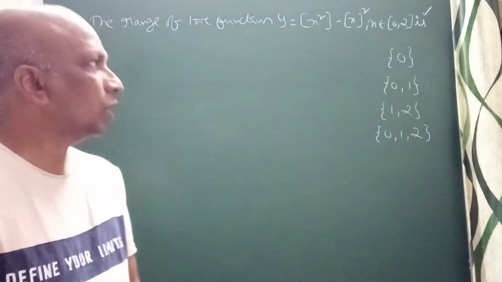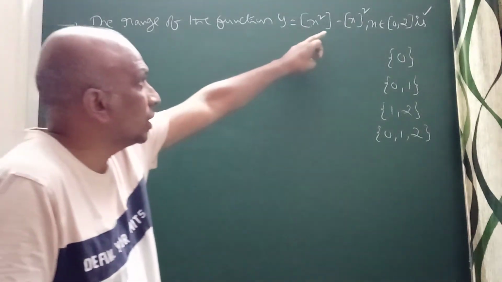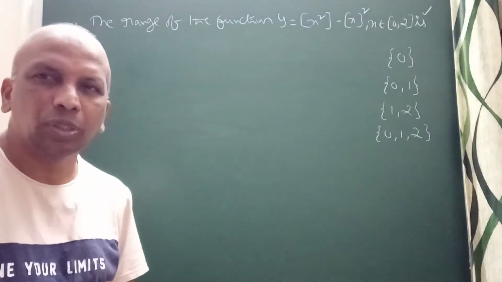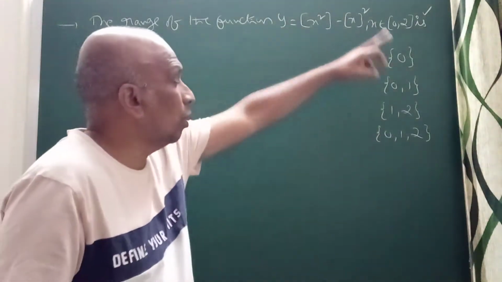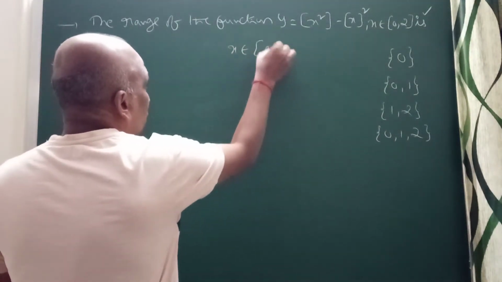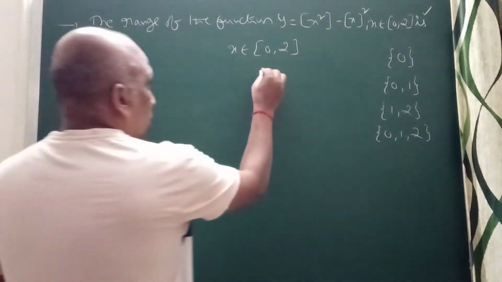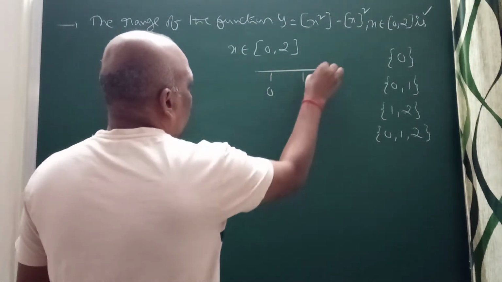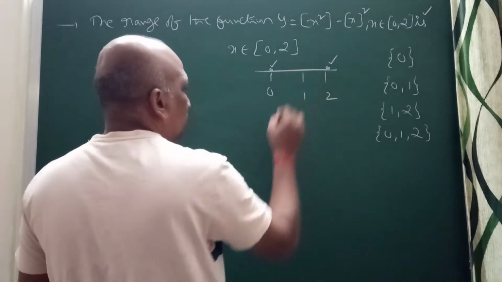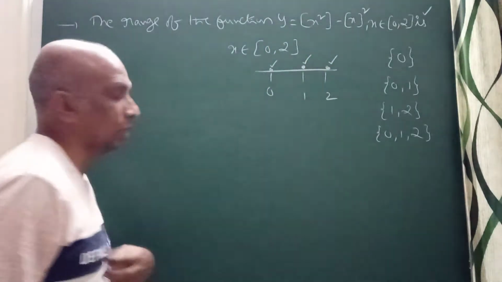Now, in this problem I'm going to explain the range of the function y equals step of x square minus step x whole square. This is the step function, step x whole square. It is given that x belongs to 0 comma 2, including these two values. If I split this into 0, 1 and 2, between 0 and 1, including this one, they are given.